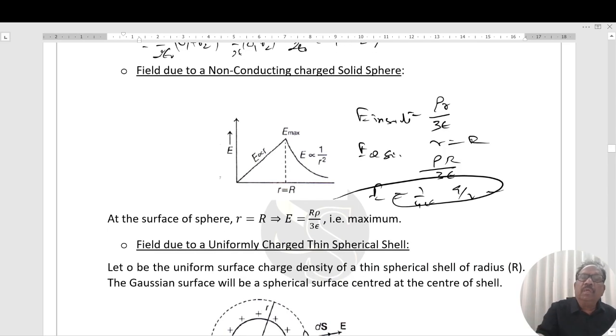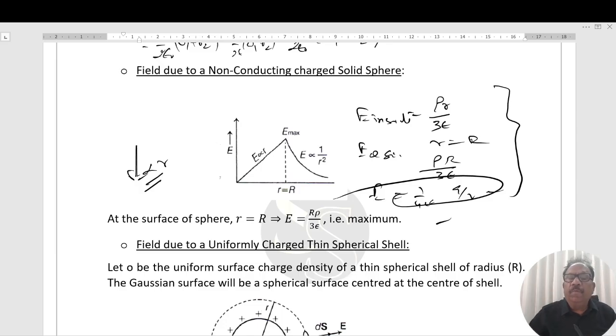As we say, inside, E is directly proportional to r. So this is a straight line. Maximum is at the surface and then it decreases like this. Right? This is all about the field. I am just discussing the formulas which are applicable for this. The derivation may be carried out or will be discussed in another session.